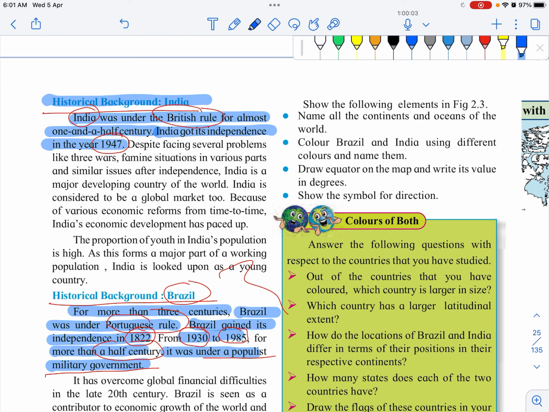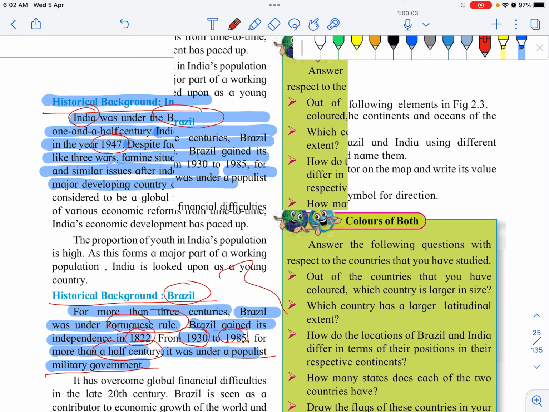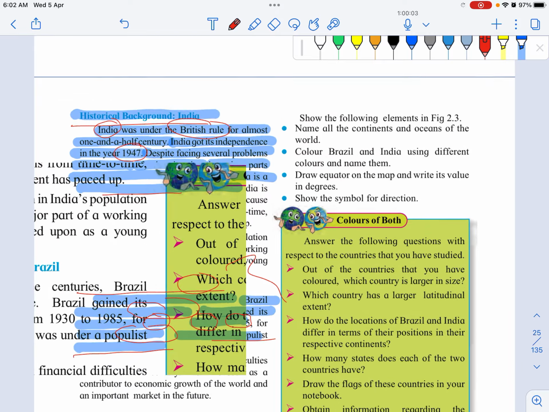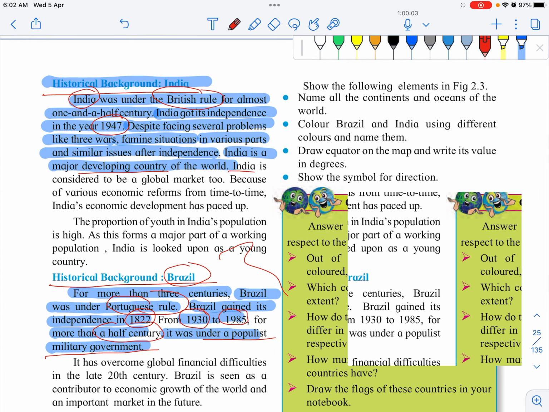Then, in the case of India, despite facing several problems like three wars, two wars with Pakistan and one war with China, then famine in various parts and similar issues after independence, India is a major developing country of the world. That we have to remember, that India is a major developing country in spite of facing three wars and famine. Then India is considered to be a global market too.